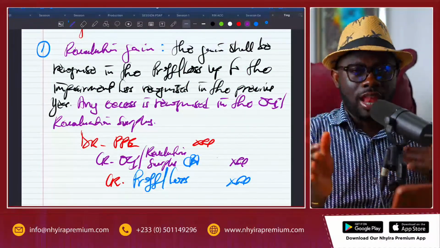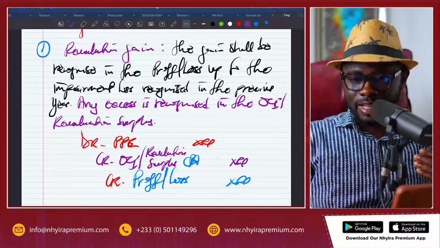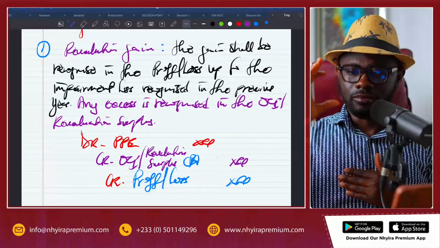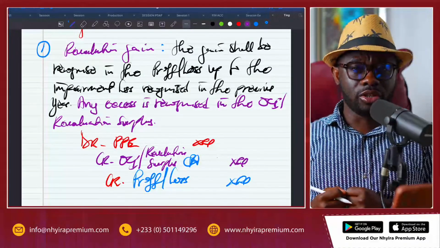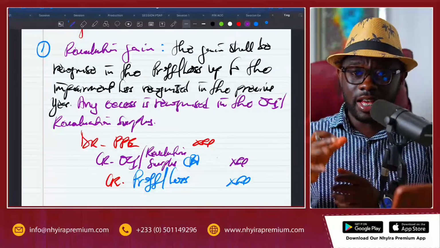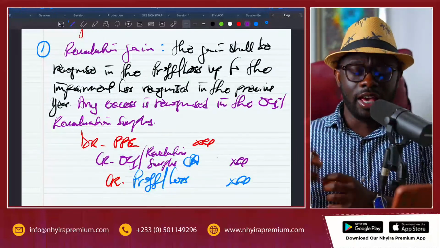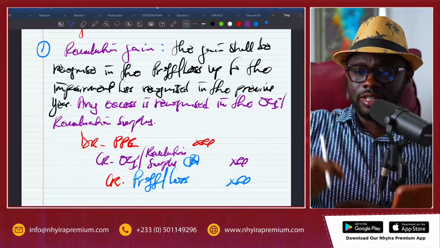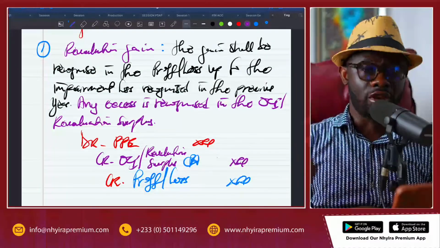So last year, the asset suffered an impairment. This year, we have revalued and it is a gain. That gain doesn't go straight to the OCI. It will be first recognized in the P&L. The excess amount of it is what will go to OCI and revaluation surplus.